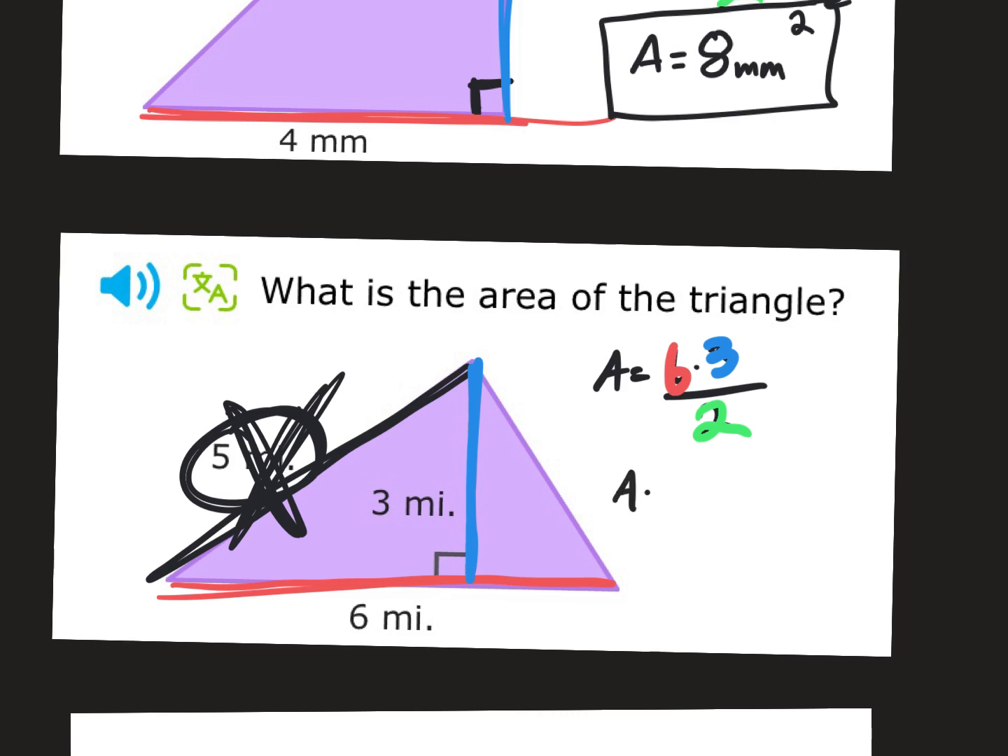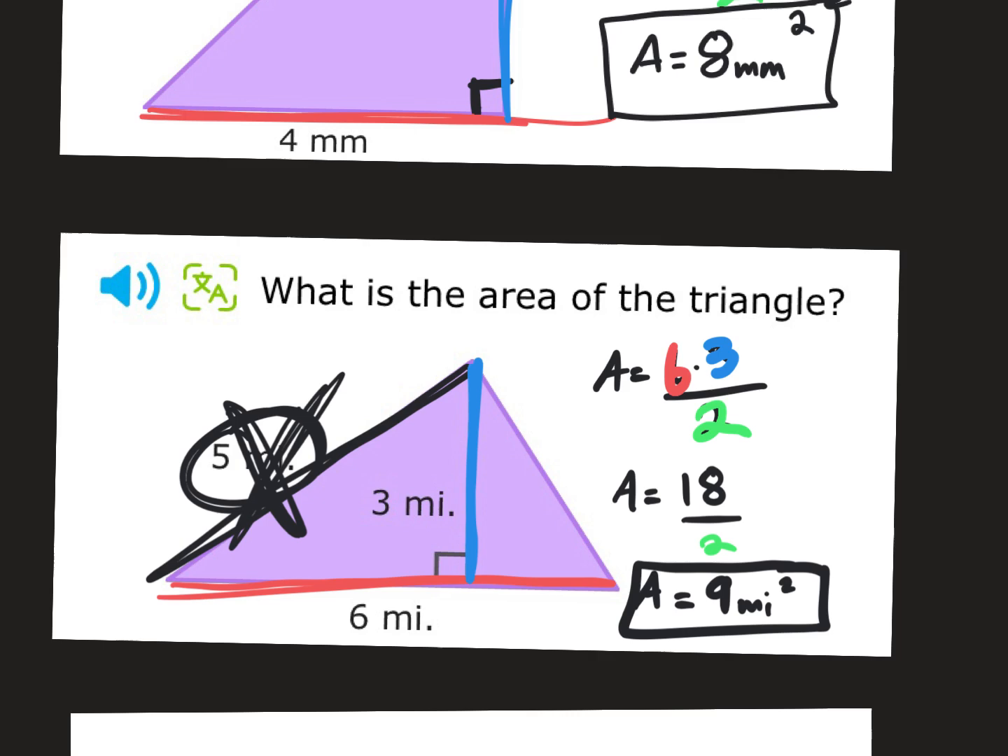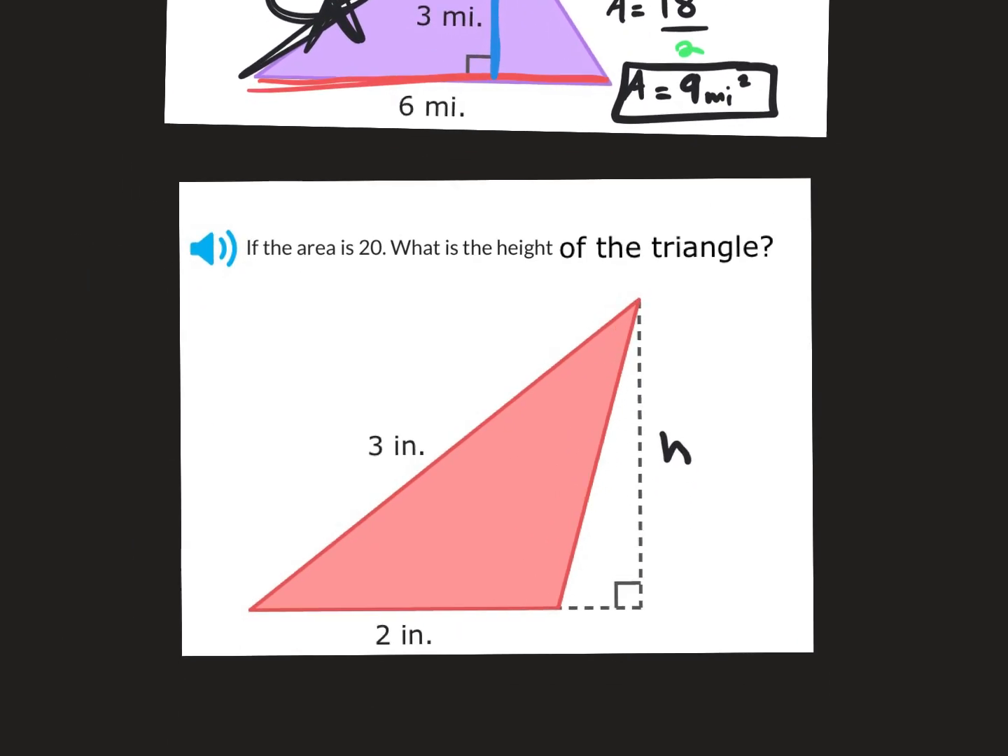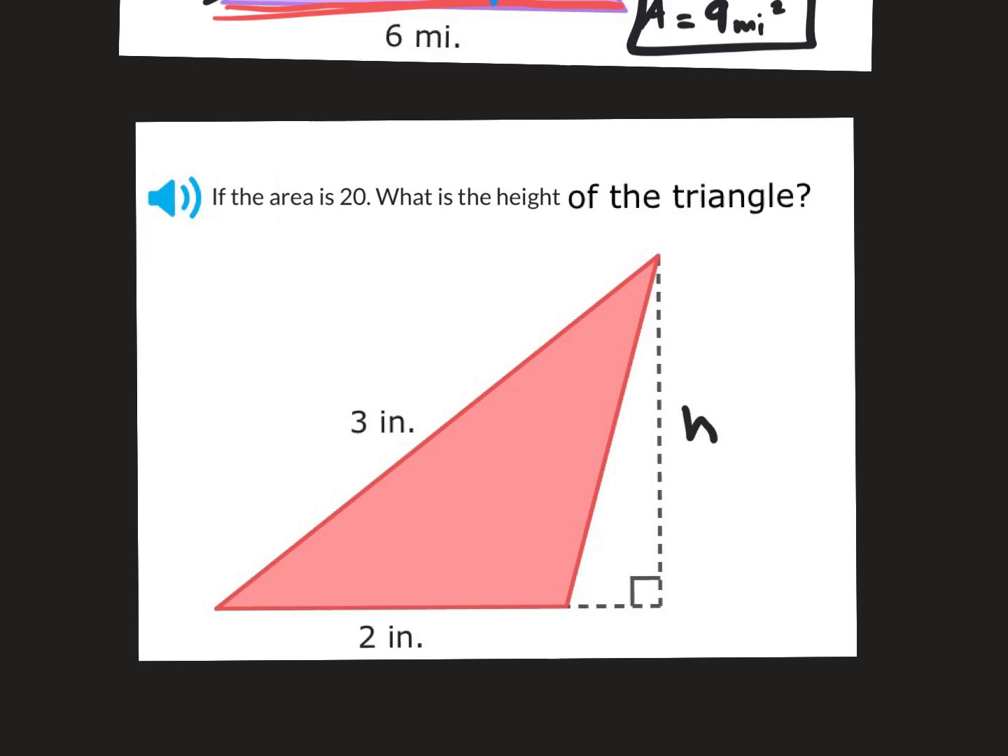So our area is 6 times 3. That gets us 18. And we have 18 divided by 2. And area is equal to 9 square miles. And that's it. Now, with this next example, what may happen, they may give us the area, and we're trying to solve for a missing side.